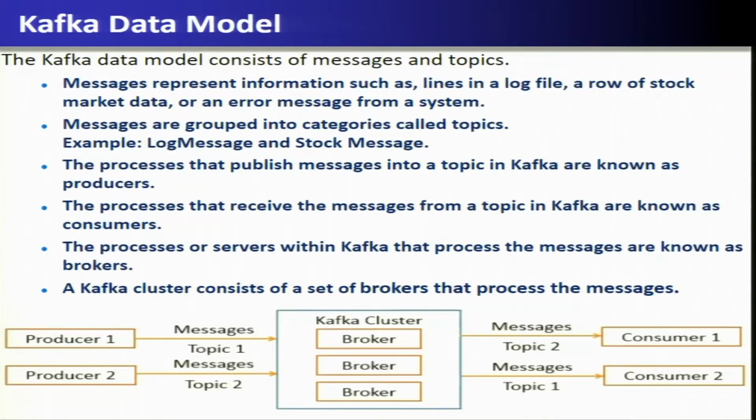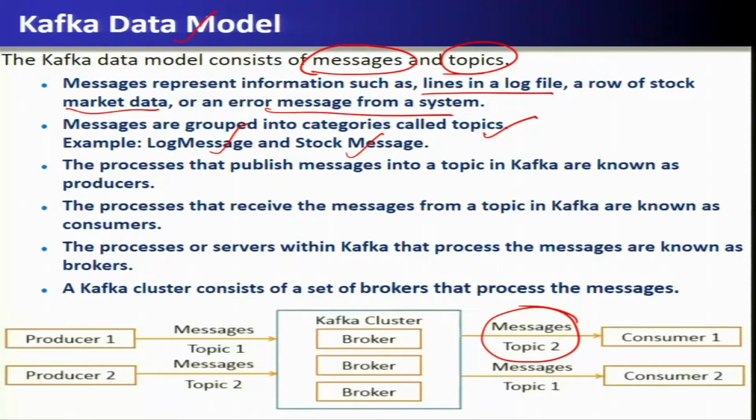So, let us see the Kafka data model. The Kafka data model consists of messages and topics. Messages represent information such as lines in a log file, a row in stock market data, or an error message from the system. Messages are grouped into categories which are called topics. For example, error messages are one topic, stock market data will be another topic, and so on.